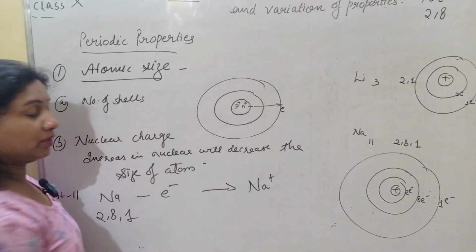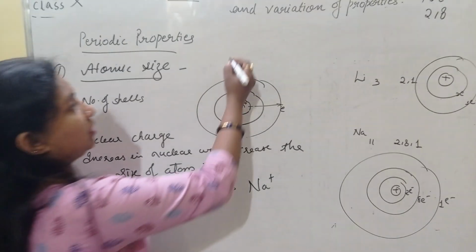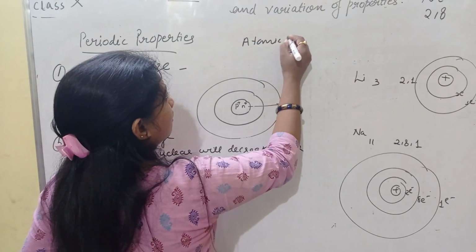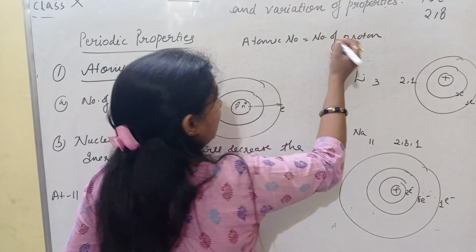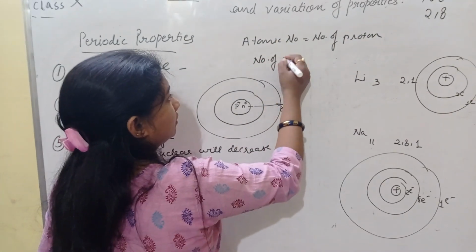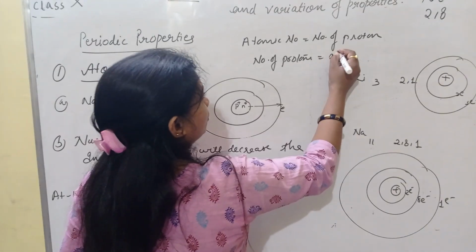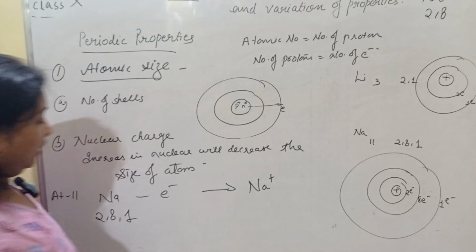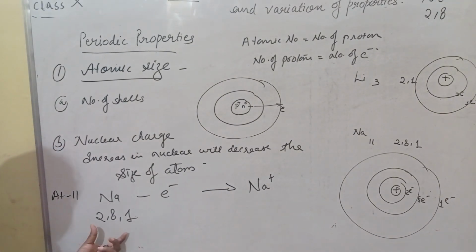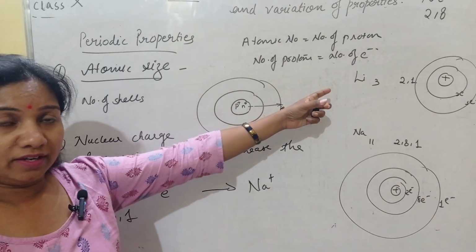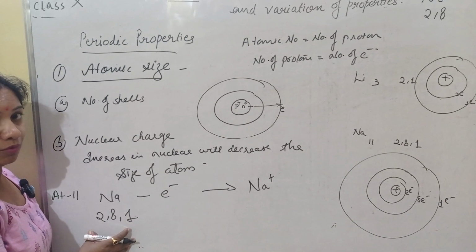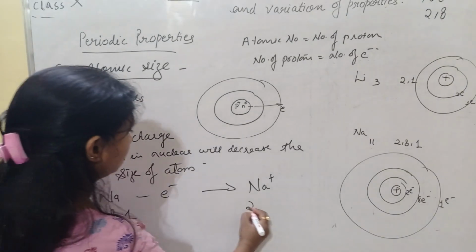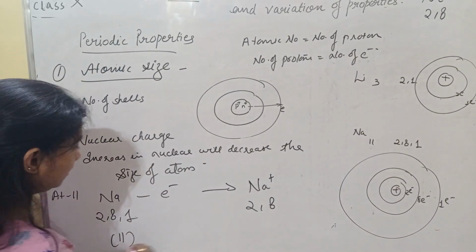Why does it gain a positive charge? Because we know that atomic number is equal to number of protons, and number of protons is equal to number of electrons. That means if it is having 11 protons, then 11 electrons should be there. But what happened? One electron is removed. So now it is left with 11 protons and 10 electrons. Its configuration is 2, 8, so this is 11 and this is 10.